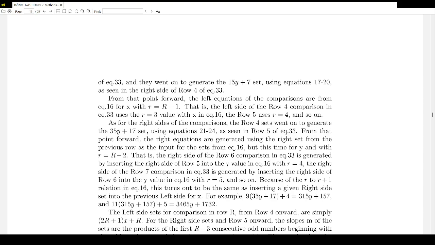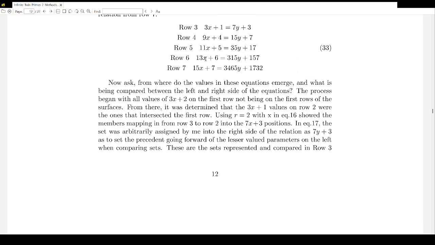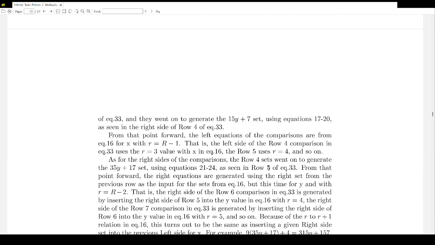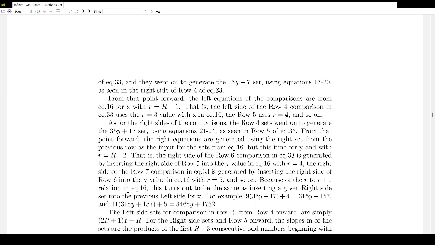I'm repeating myself here. The row 4 sets went on to generate that set using equations 21 to 24, as seen in row 5 of equation 33. From that point forward, the right equations are generated using the right set from the previous row as the inputs for the sets from equation 16 again. But this time for y, and the row correspondence is r and r minus 2.